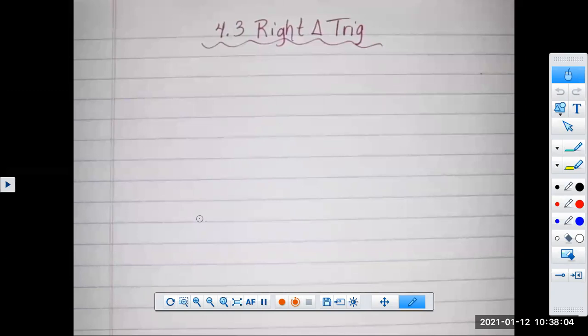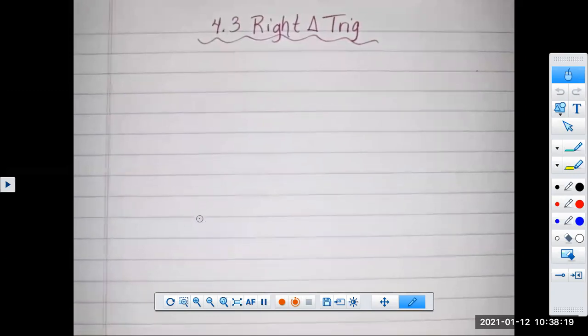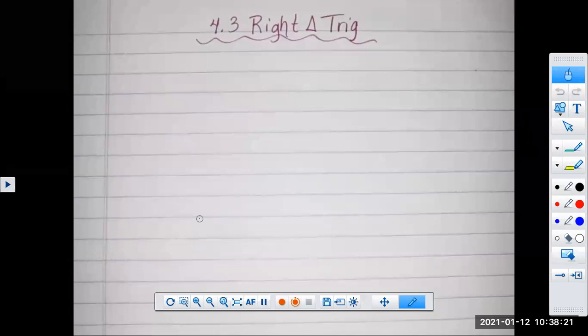Look at special right triangles, cofunction identities. That sounds horrible, but it's really easy. And then a few word problems at the end. You have a 4.3 math lab if you'd rather do that than doing a book assignment. But if you need me to give you a book assignment, I can do that. So just let me know.